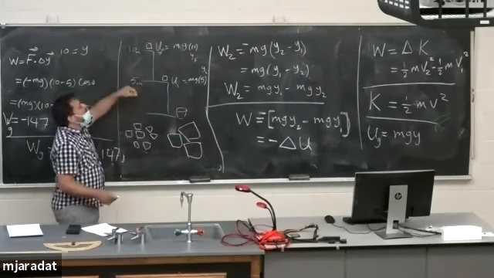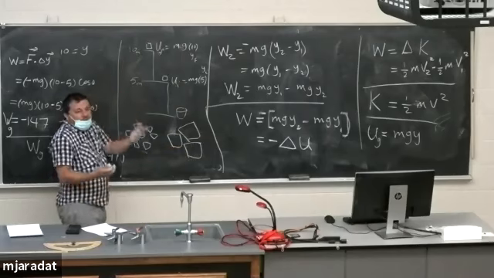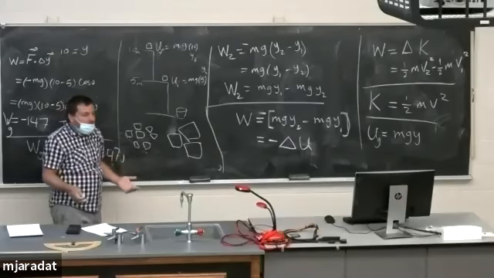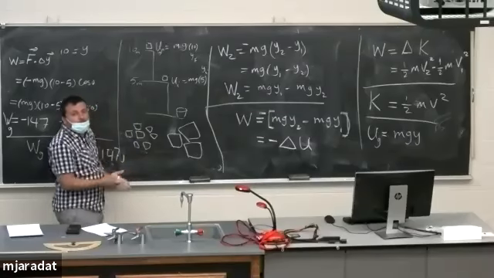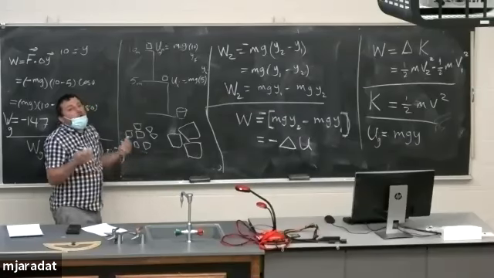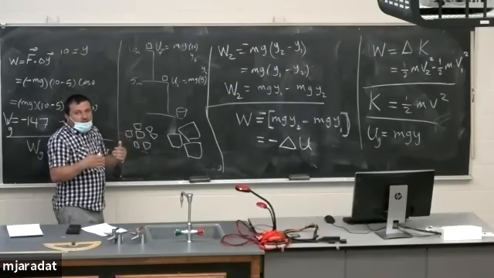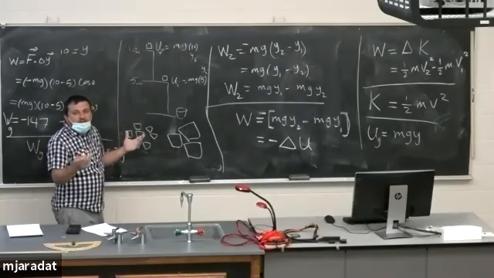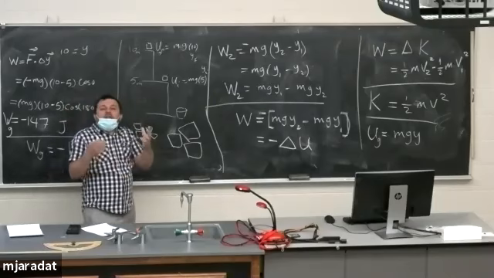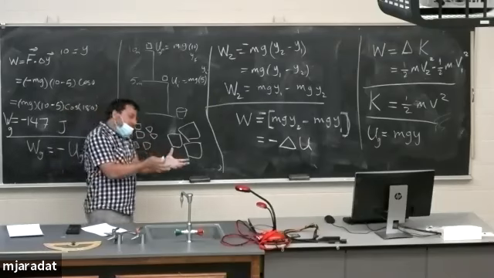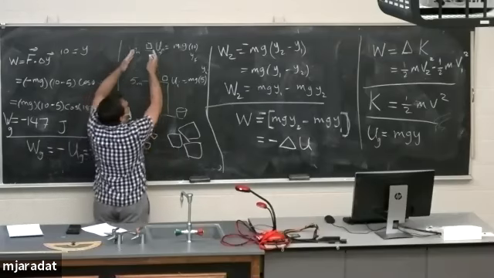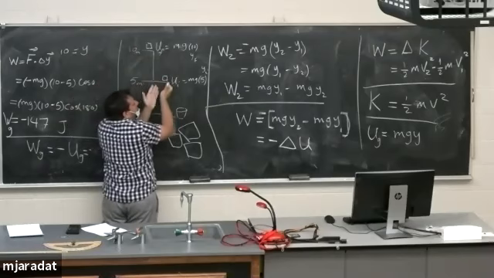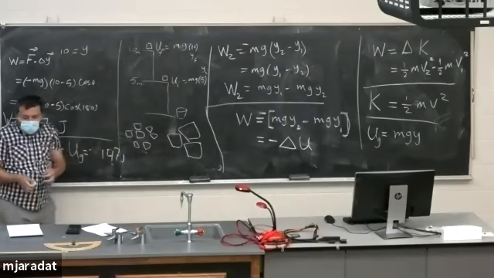Because of that, the object at 10 meters contains larger energy. Why? Because of its position. The word because of its position, or because of its situation, gives us the name potential energy. It is a potential energy because of its position here. It's another potential energy because of its position here. Okay?